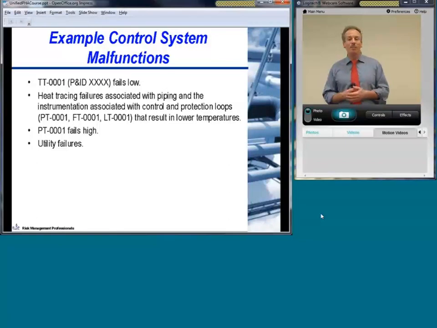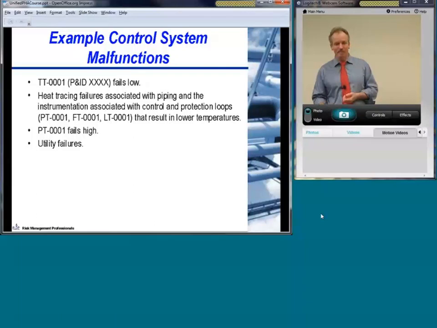The second bullet, heat tracing failures. Heat tracing failures that can result in lower temperatures can often compromise equipment, cause freezing, obviously, and also compromise instrumentation. These things need to be considered during the course of the HAZOP study. Third bullet, the pressure transmitter failing high. Again, if you've got a common mode failure of transmitters, these may be very important to look into. And also utility failures, loss of instrument air, loss of power and other control mechanisms. These are also very important to be looking at.